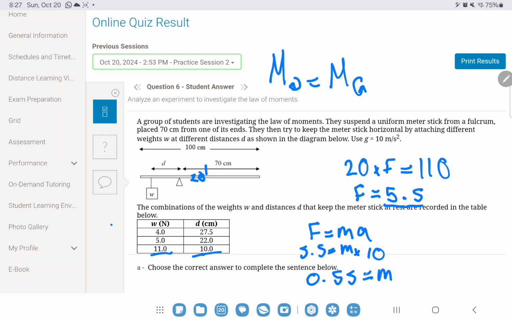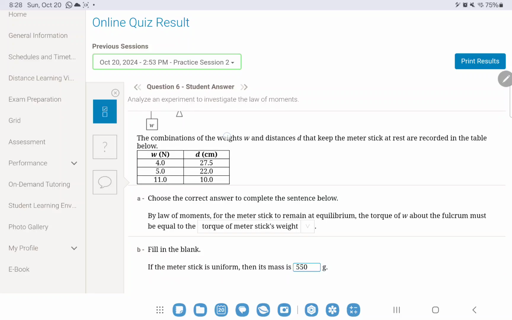So this is in kilograms. So I'm going to replace the mass here by kg. They want it in grams. So you multiply it times 10 to the power 3. You're going to get 550. And that's how you get your mass for the second part. See, 550.